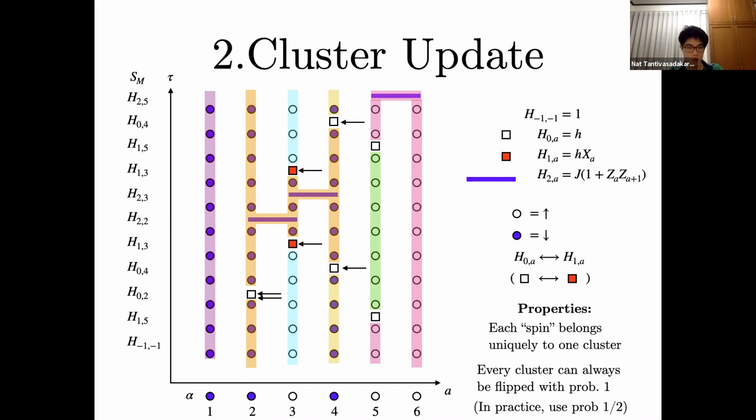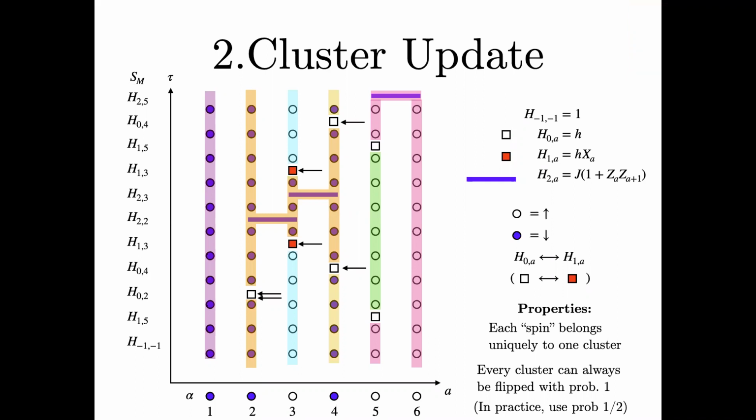Any question? Maybe I just missed it. So you said every cluster can always be flipped with probability 1. Where is that statement coming from?